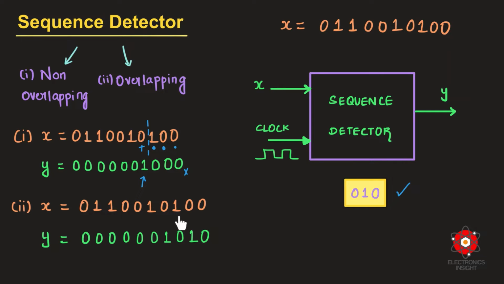Therefore, when I come here, it is 101. 101 is not the same as my 010, so I have set the output as 0. When I come to this position, it is 010, so I am able to detect one more occurrence of my desired sequence. Therefore, the output detector has been set high. So this is the basic difference between non-overlapping and overlapping sequence detection.